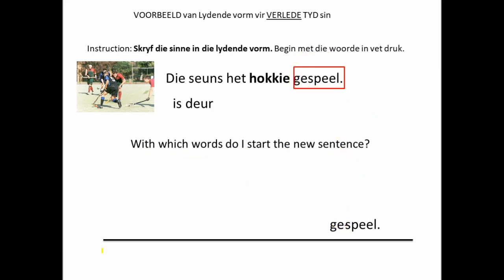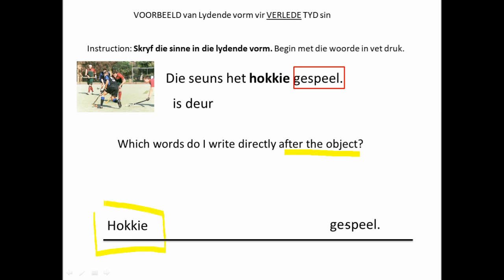With which words do I start the new sentence? Yes, hockey. Which words do I write directly after the object? Remember, hockey is the object. We are swapping the object and the subject. So which words do I write directly after the object?